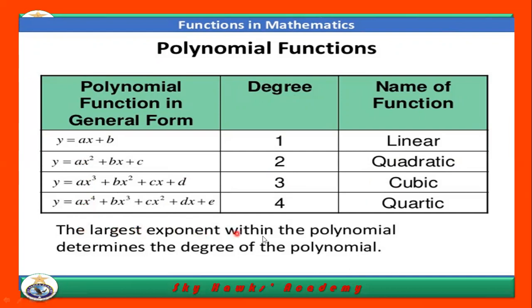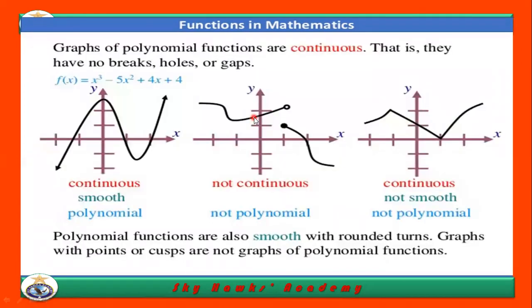The largest exponent within the polynomial determines the degree of the polynomial. So I'm sure that now the degree of any function is clear to you. So degree is the highest exponent, or highest power, of the variable, whatsoever the variable is. Here this is 1, here the power is 2 and 3 and 4. So this is all about the degree and the types of polynomial functions.